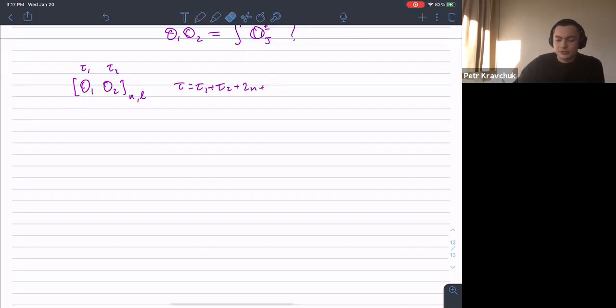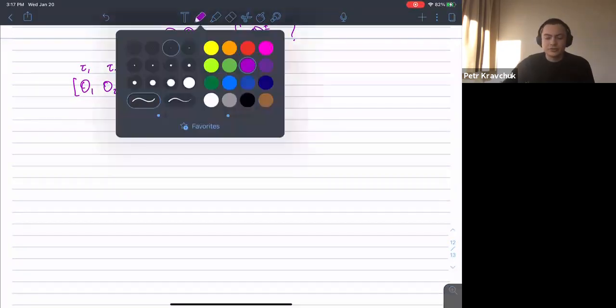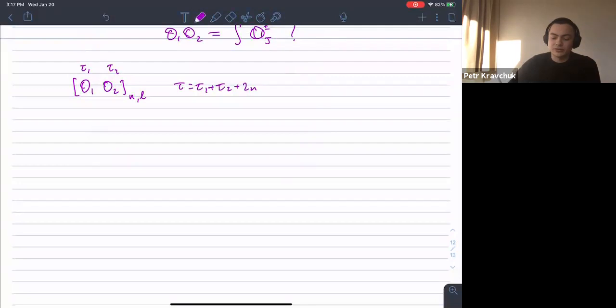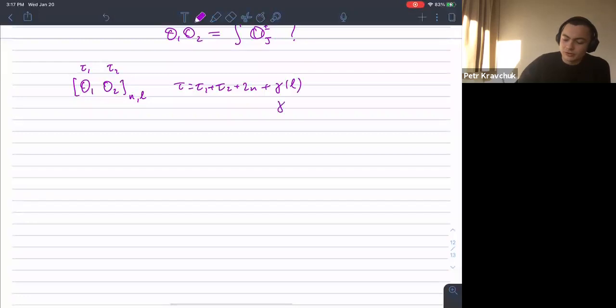Sorry, just plus 2n. And the intuition for this kind of operator is indeed what you say. Well, sorry, it's not exactly this, of course, plus gamma of L, and this gamma of L goes to 0 as L goes to infinity. So at large spin, these operators exist.